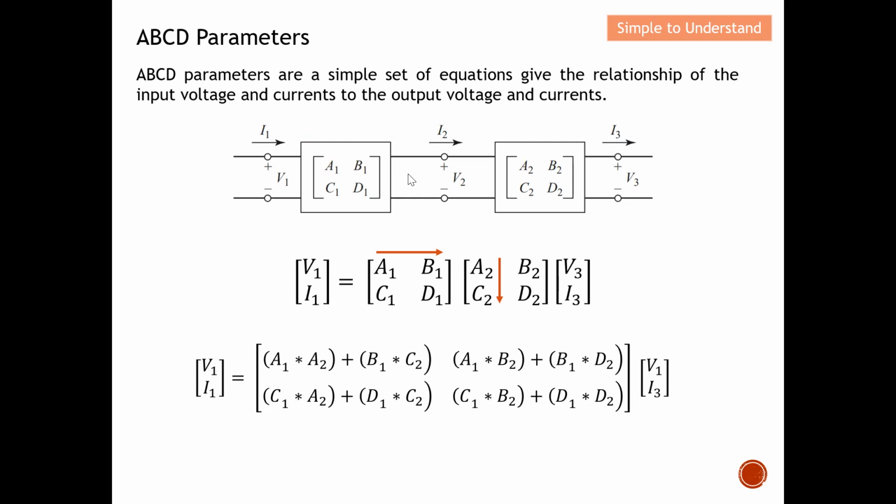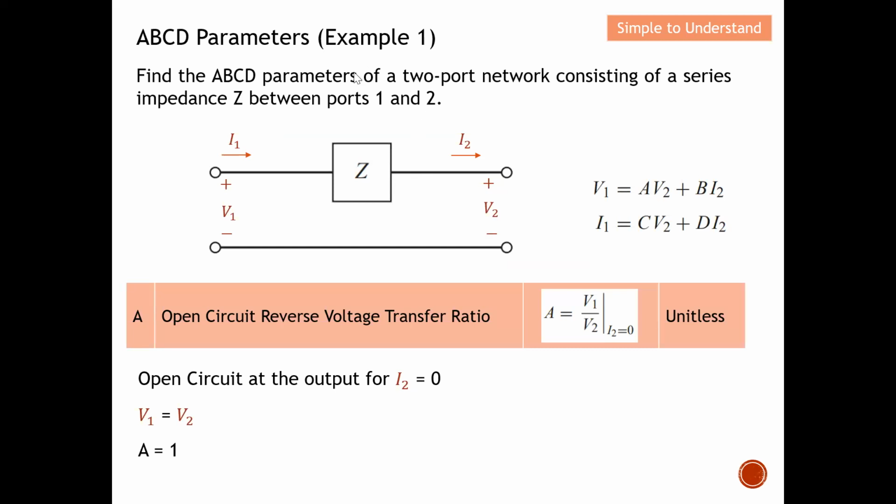So now, okay, let's work up a very simple example. Earlier on, I have shown some of the ABCD parameters for some of the two-port networks. Now I will briefly explain how we can actually find the ABCD parameters of this two-port network, which consists of a series impedance Z between port 1 and port 2. You can see that this Z is in fact between port 1, which is the input, and port 2, which is the output.